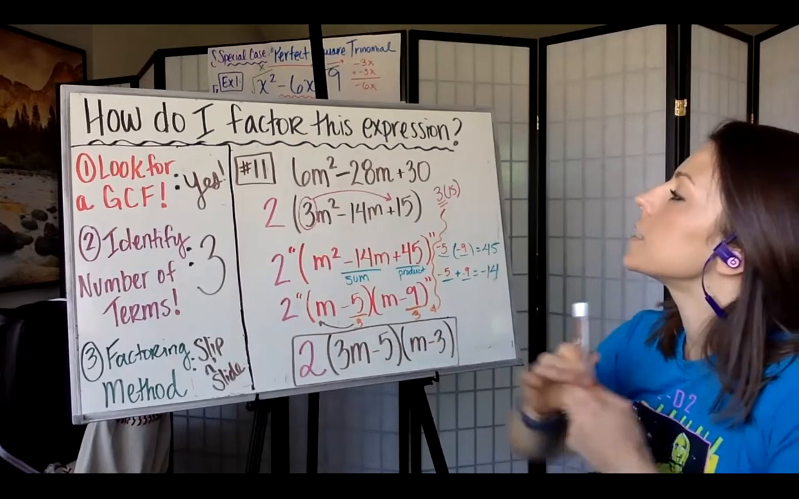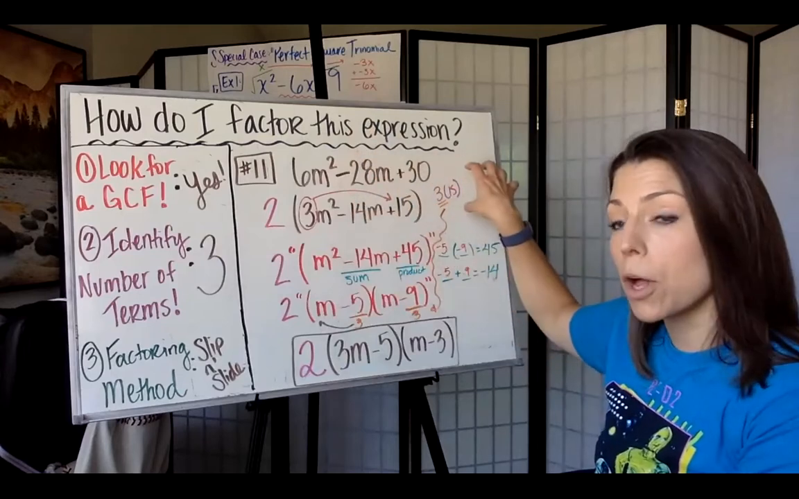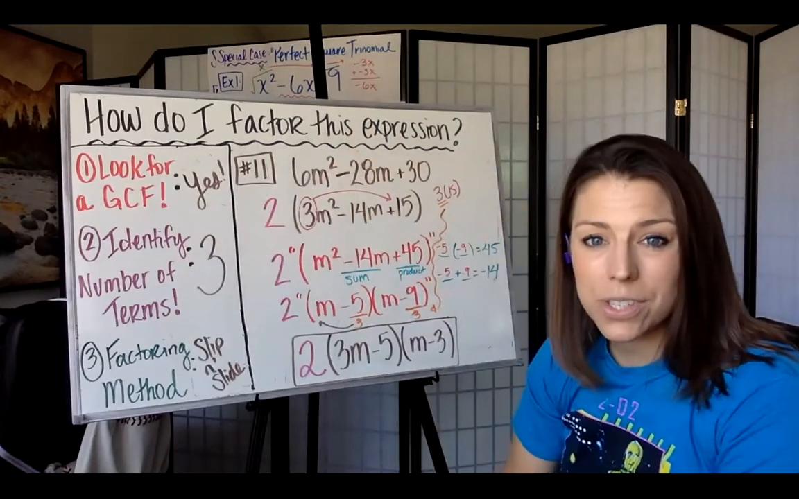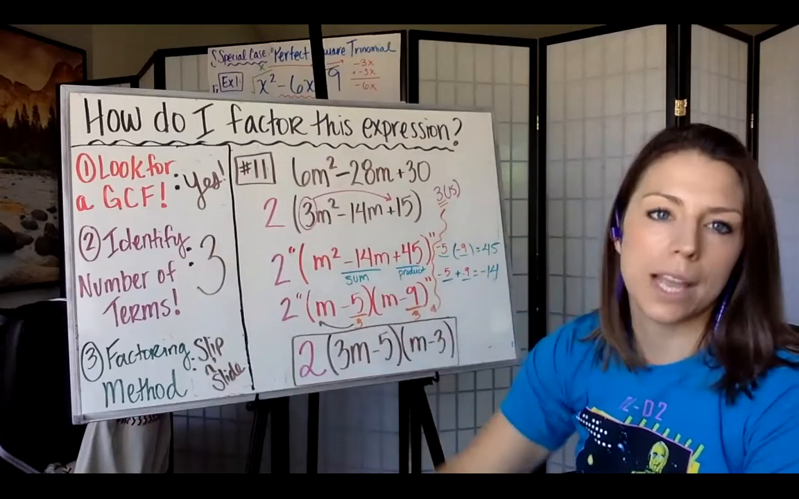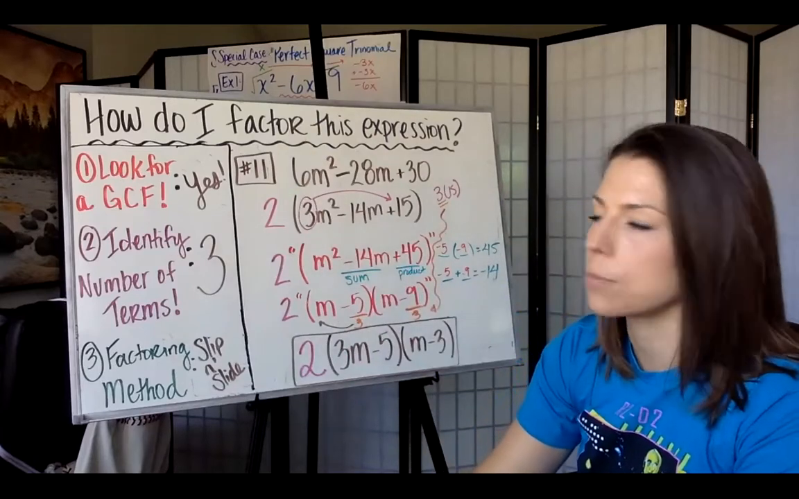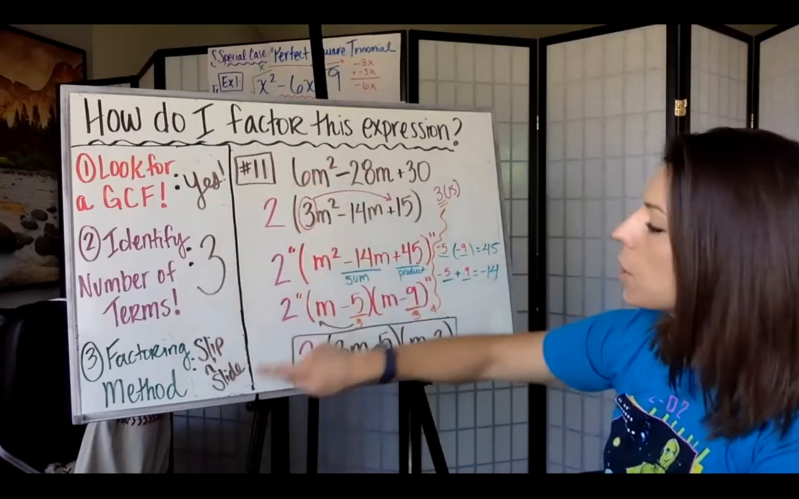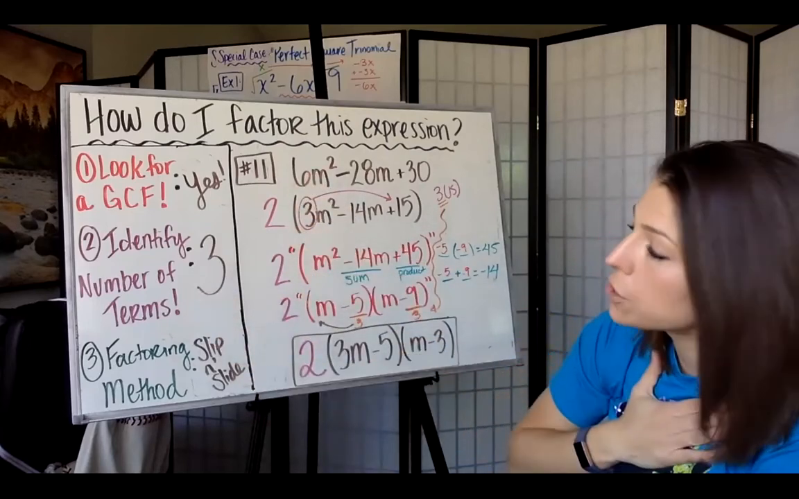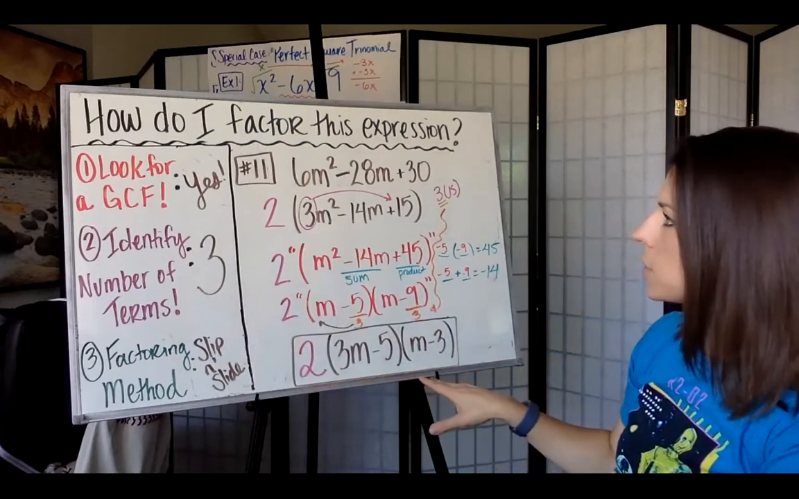All right, so again, this was a trinomial. We started with factoring out the GCF because it made everything smaller. And by the way, if you don't factor out the GCF, you're going to have to do it at the end, and our brains tend to shut off when we get to the end of something, so most likely you won't even do it. There were 3 terms. We did have a leading coefficient, so we chose slip and slide, or I chose slip and slide. Ended up with 2 times 3m minus 5 times m minus 3.